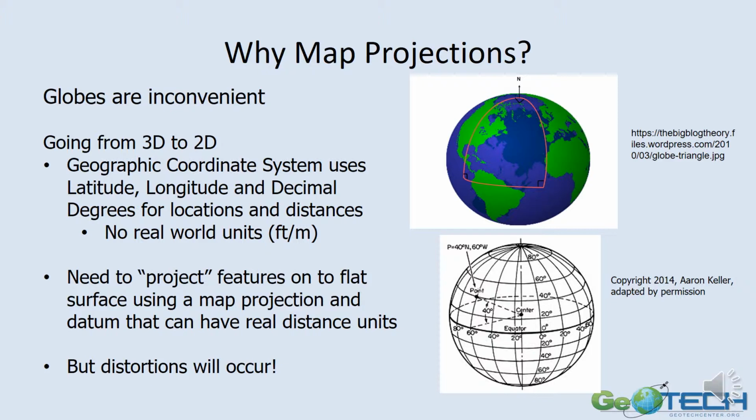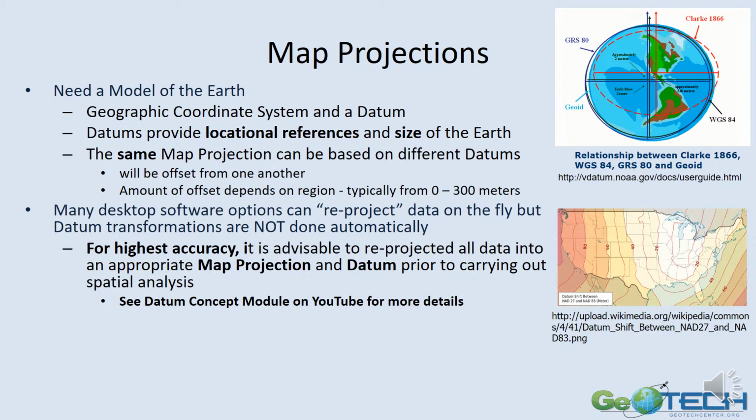Geographic coordinate systems using latitude and longitude and decimal degrees are very useful on a globe, but they don't really include real-world coordinates such as feet or meters or miles. We need to project those features to a flat surface using a map projection and a datum for that projection so that we can have real-world distances, but unfortunately doing this, going from that 3D to a 2D, distortions will occur.